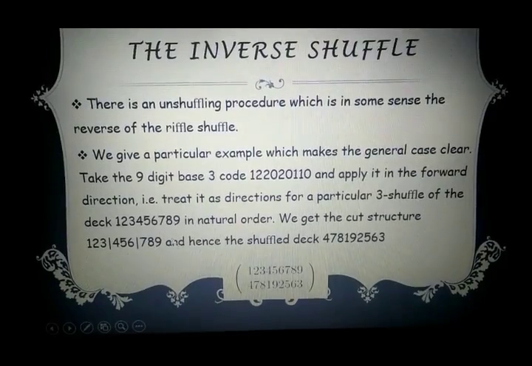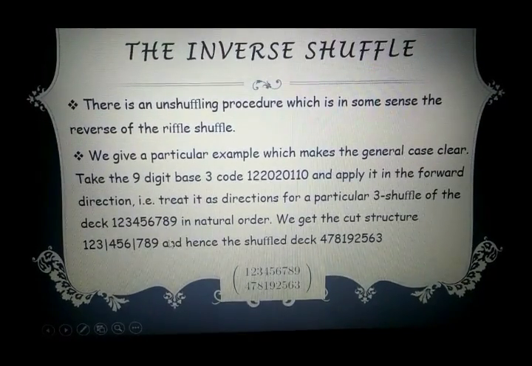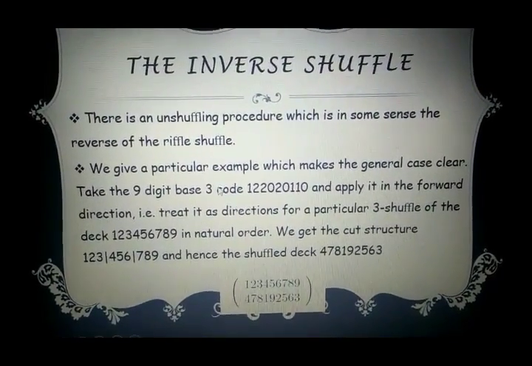So when we look at the complete set, we see the deck of cards have been rearranged to the natural order. So this is a very useful method in order to deshuffle the deck of cards.